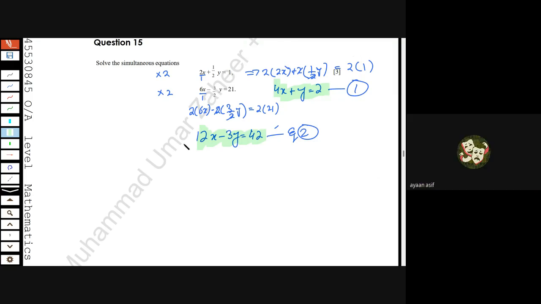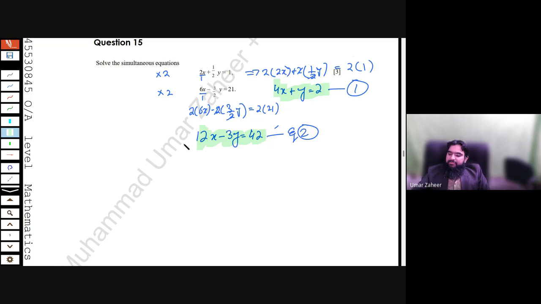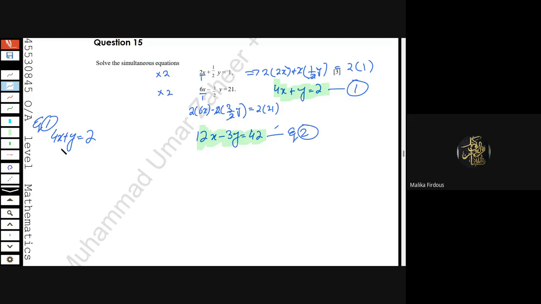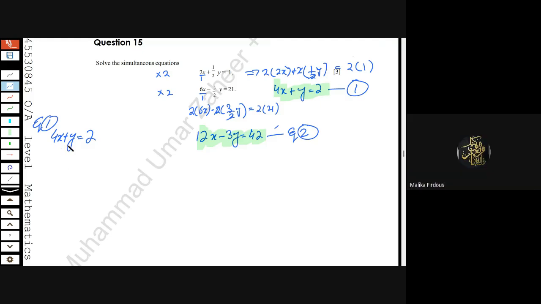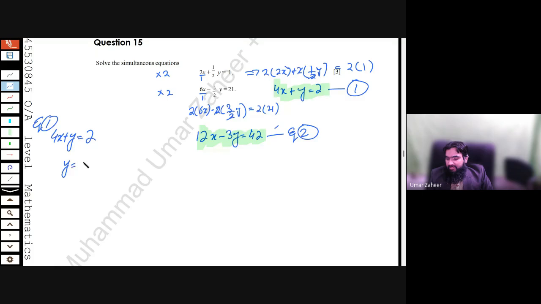So, substitution method. Yes, substitution is a suitable one. I'm going to take equation 1: 4x plus y is equal to 2. Laika, which variable is easier to make the subject? Y. Y is equal to 2, plus 4x will become minus 4x.